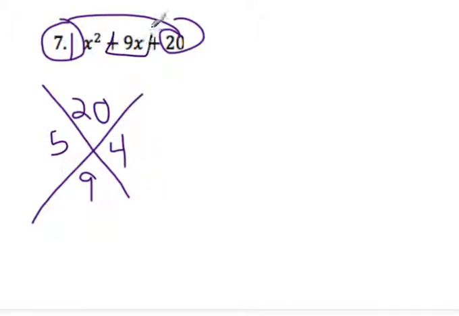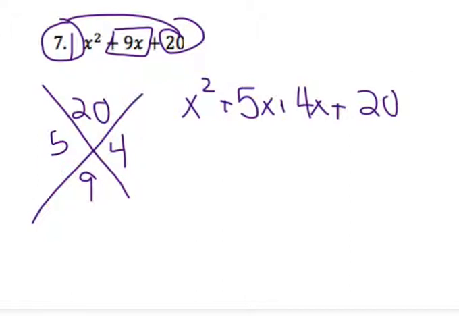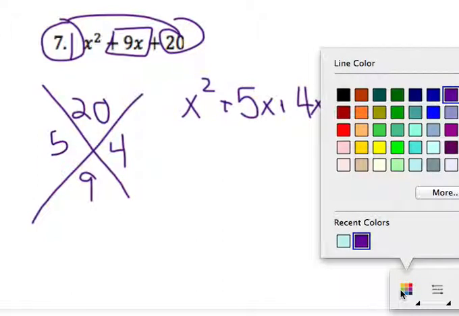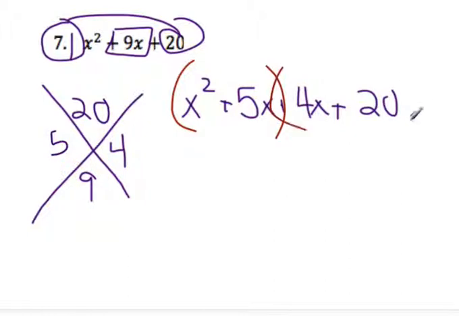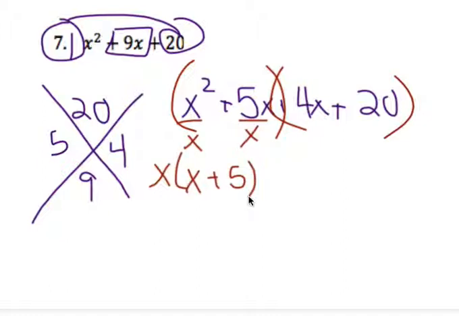So now I'm going to use that 5 and 4 to split up my 9x. My x squared is going to stay the same. And then I'm going to have 5x plus 4x plus 20. And now I am ready to factor by grouping. So we're going to make our 2 groups. So out of the first group, I can take out an x. So what I'm going to do is divide each of these by x. So then once I do that, I'm left with x plus 5.